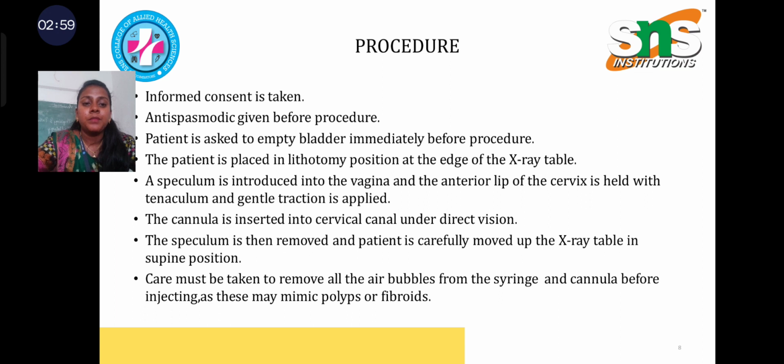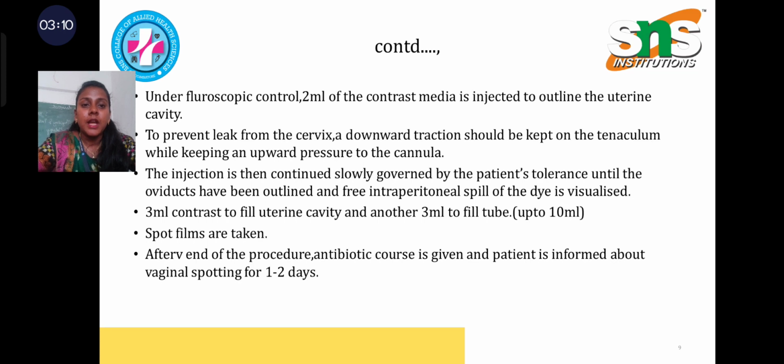Care must be taken to remove all the air bubbles from the syringe and cannula before injecting, as these may mimic polyps or fibroids. Under fluoroscopic control, 2 ml of the contrast media is injected to outline the uterine cavity. To prevent leak from the cervix, a downward traction should be kept on the tenaculum while keeping an upward pressure on the cannula. The injection is then continued slowly, governed by the patient's tolerance, until the oviducts have been outlined and free intraperitoneal spill of the dye is visualized.